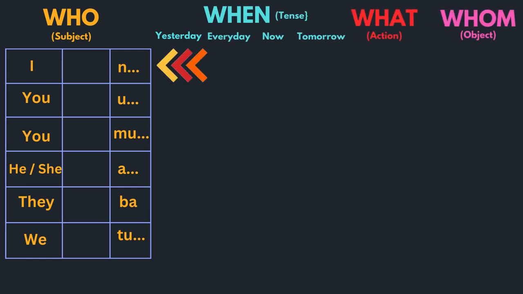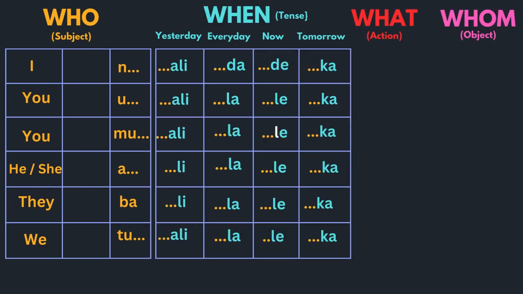I, you, singular, you, plural, he, she, they, we. The information comes connected in a particular order. The shortcut for the pronoun is connected to the next piece of information, which is the tense. The verb is introduced after that. This will become clearer with the use of some example sentences.